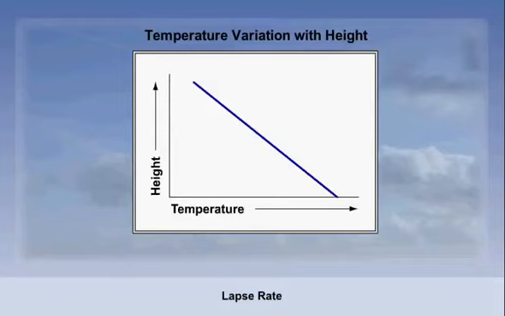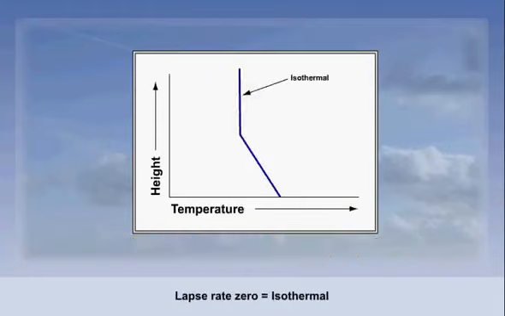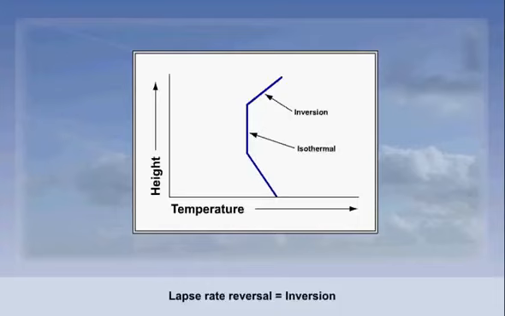The rate at which temperature falls is called the lapse rate. In a uniform atmosphere, this would be a constant value of 1.98 degrees per 1,000 feet of ascent, often rounded up to 2 degrees. Where the temperature is constant through a depth of atmosphere, we describe it as being isothermal. Where the temperature rises with increasing height, we have what is called a temperature inversion.